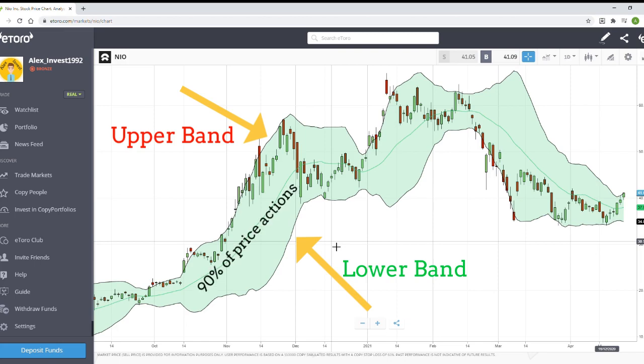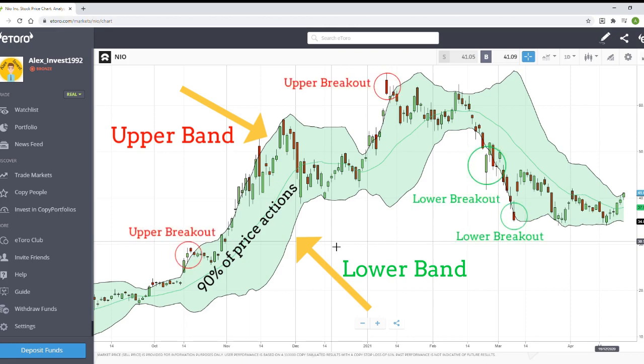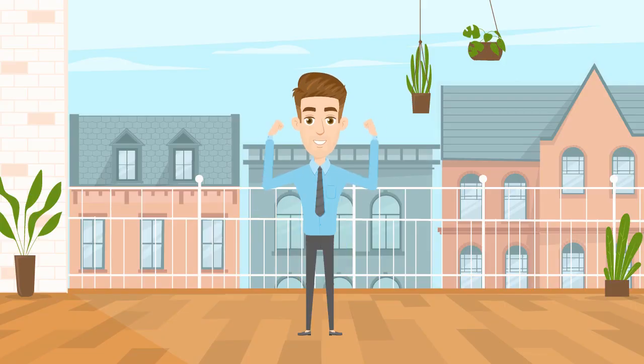Approximately 90% of price action occurs between the two bands. Any breakout above or below the bands is a major event. The breakout is not a trading signal. However, it is clear that the closer the prices move to the upper band, the more overbought the market is, and the closer the prices move to the lower band, the more oversold the market. Bollinger Bands are not a standalone trading system, and it is highly recommended to combine it with other indicators such as MACD.